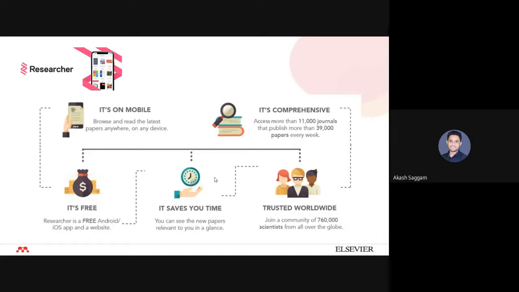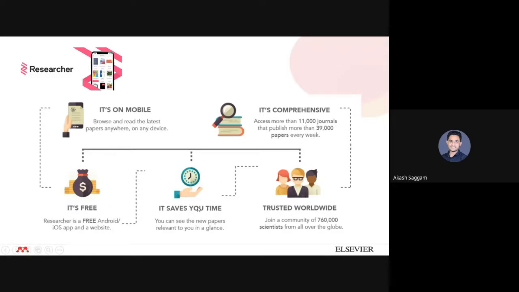You can also create keywords. Like if you are working on cancer, you can go to the keyword section and create your own tag using the keyword cancer, and any article published with that keyword will be visible in your account, with a notification of it. It is on your mobile and comprehensive, with 11,000 journals and 39,000 papers, and that comes every week.